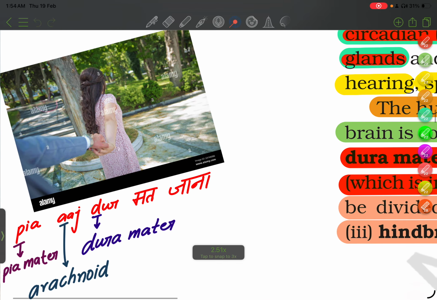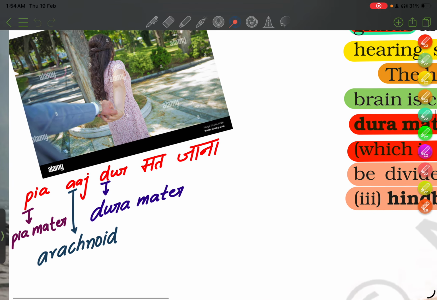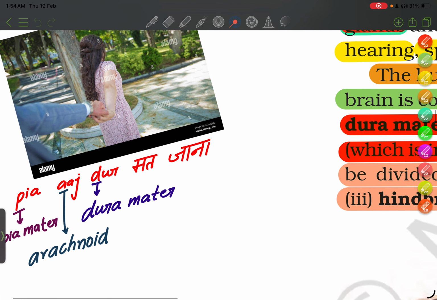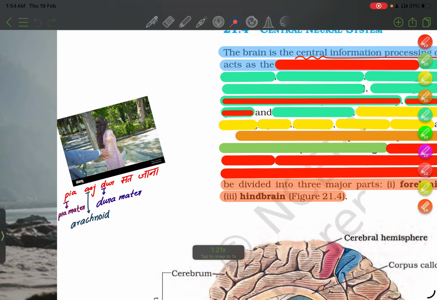Cranial meninges can be remembered by a mnemonic: pia mater, in contact with the brain tissue, arachnoid, and dura mater.